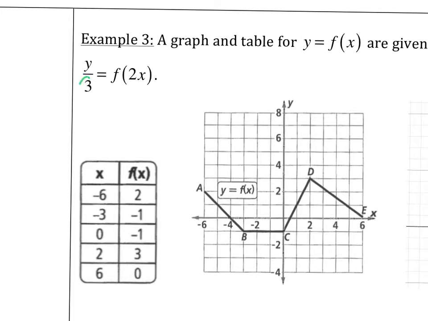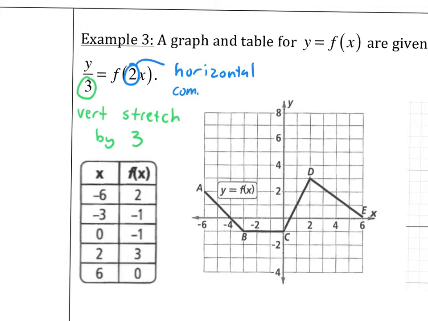So if we look at this first thing right here, this is a vertical stretch by a factor of 3. So this is horizontal. And because of the times 2, we actually have to think of it as a compression by 1/2. So it's inverse of what we see when we have the equation. So I see a divide by 3, so I stretch it by 3, increasing. Here I see a times 2, so I'm going to compress it by 1/2.